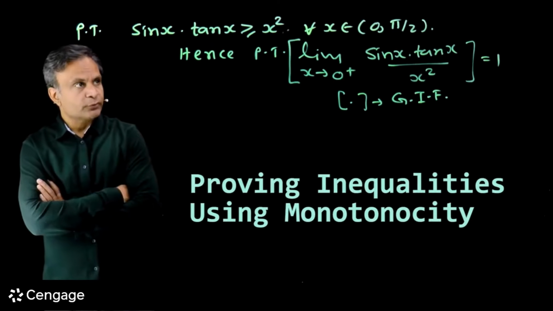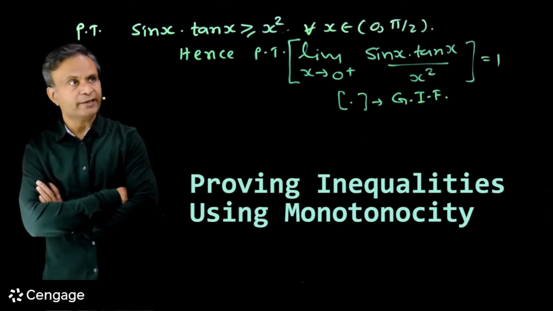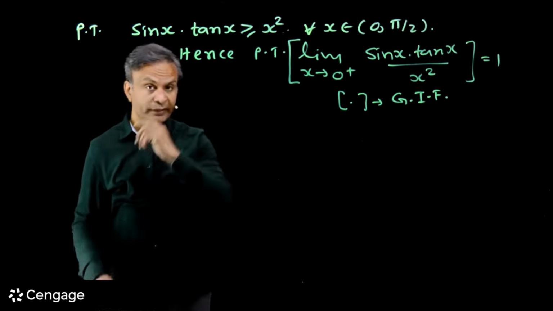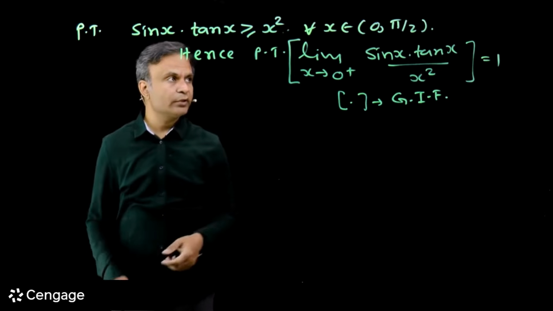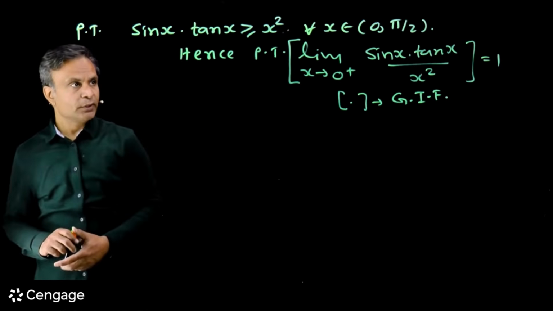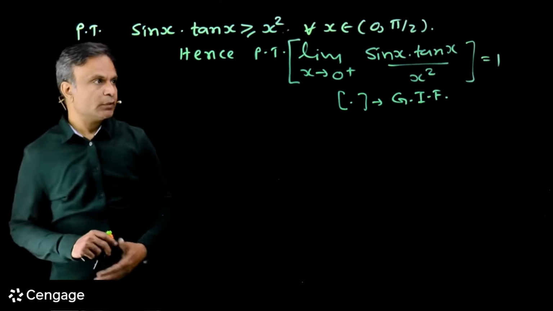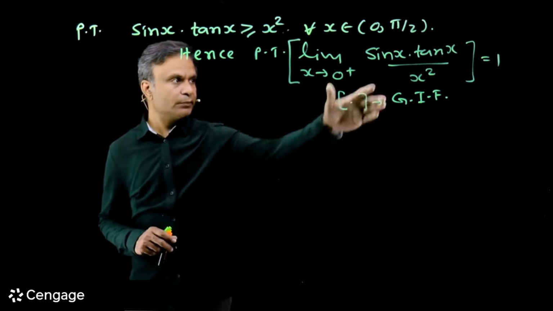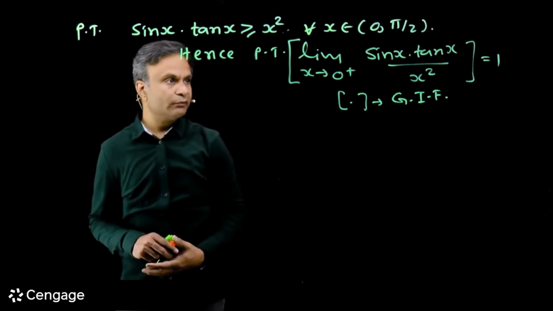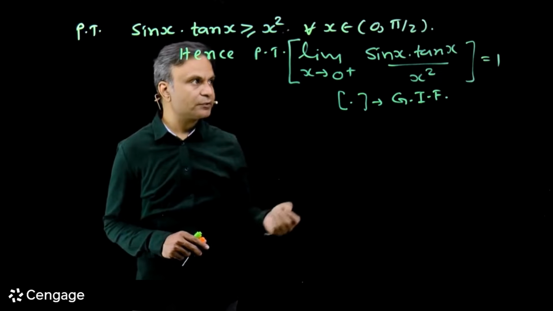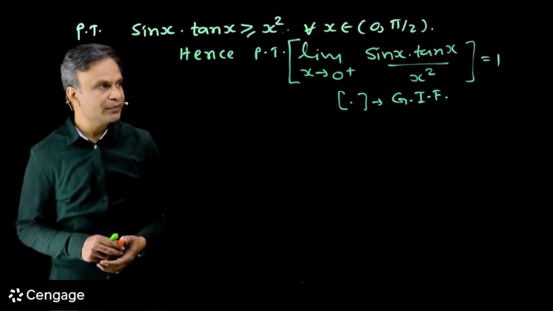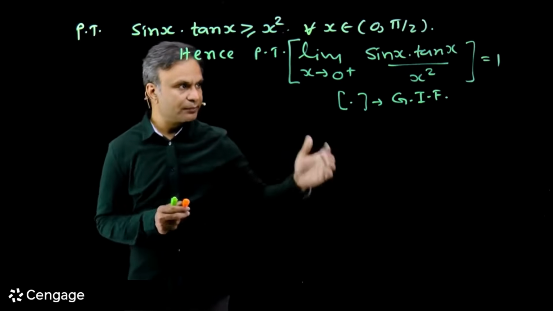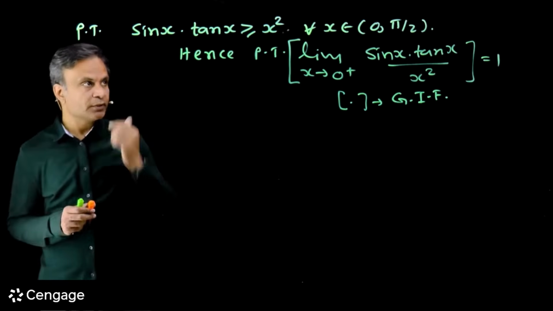Okay, now we have this question for you. Prove that sin x into tan x is greater than or equal to x square for all x belongs to open interval 0 to pi by 2, and hence prove that the greatest integer of this limiting value is 1. We have limit x tends to 0 plus of sin x into tan x over x square. Here square brackets represent the greatest integer function.